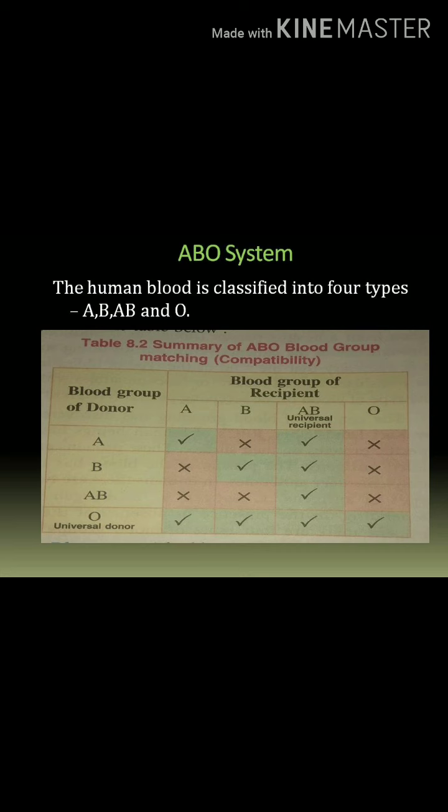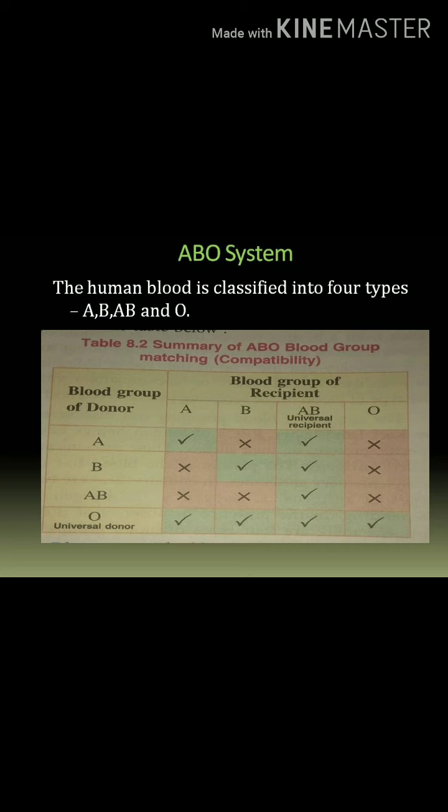Next, ABO system. According to the ABO system, the human blood is classified into four types: A, B, AB and O. Here we can see in the chart the donor as well as the recipient, the blood group of donor and blood group of recipient.